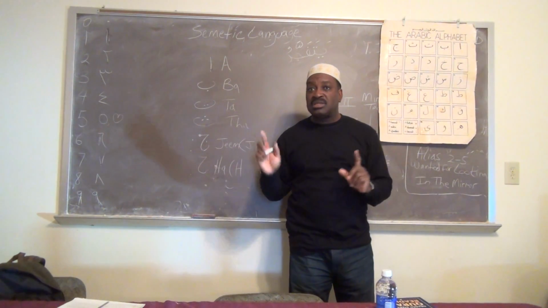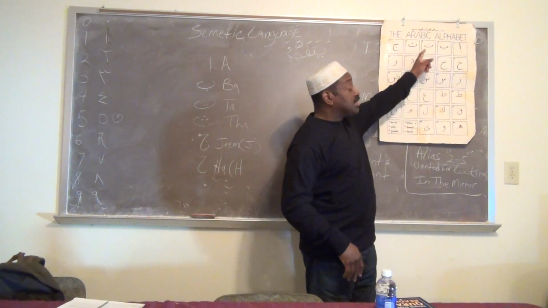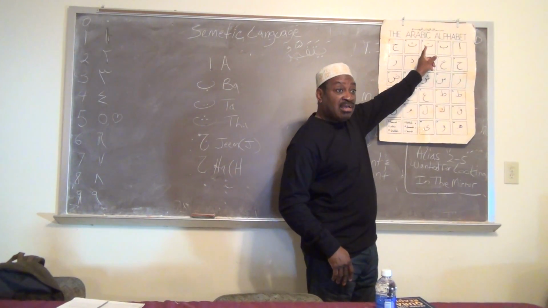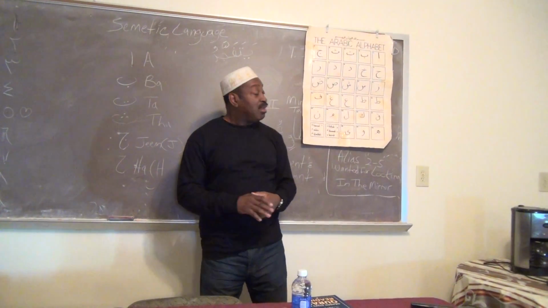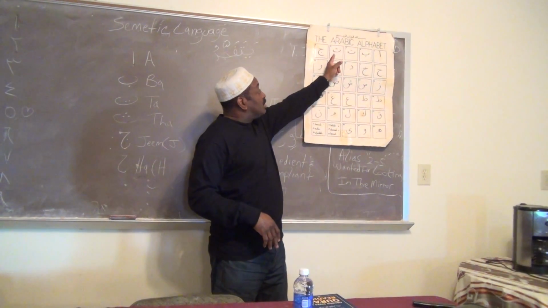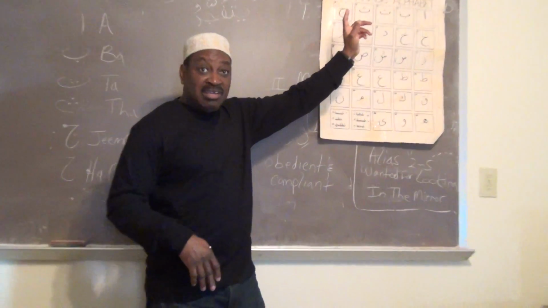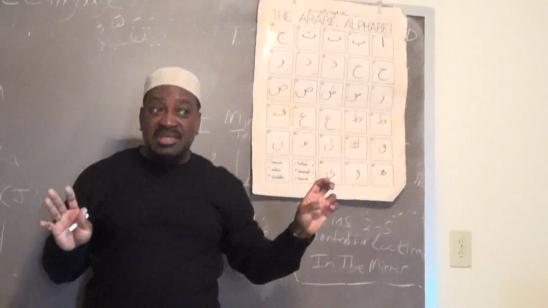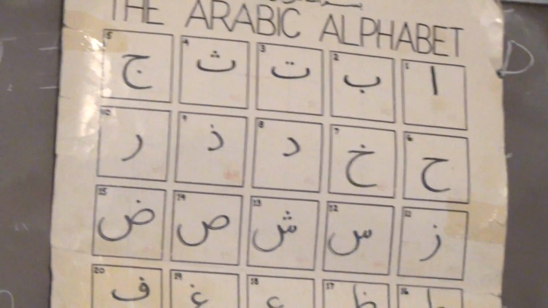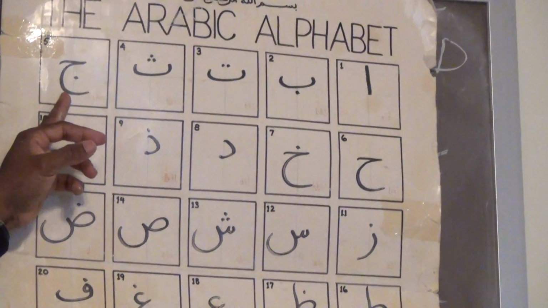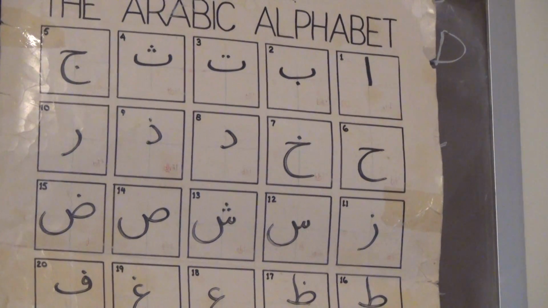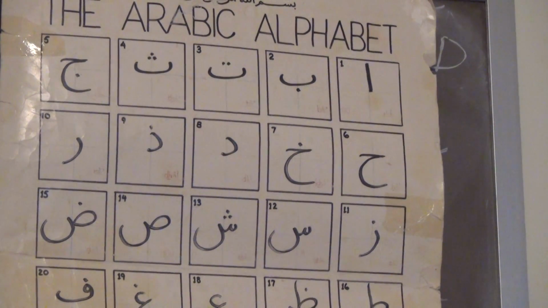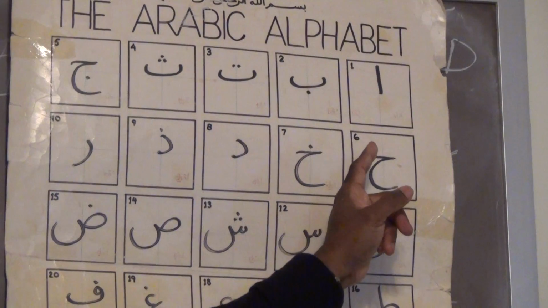English equivalent, B. The next letter, Ta. English equivalent is what letter? T. Okay. The next letter is Tha. What English equivalent? TH. The next letter is Jeem. English equivalent? J.